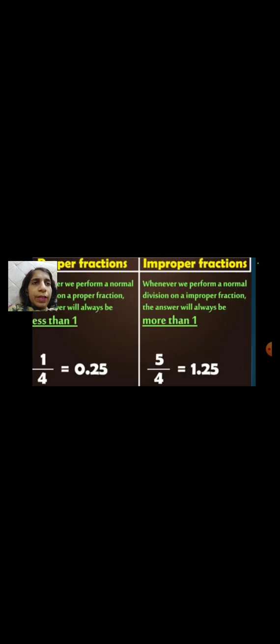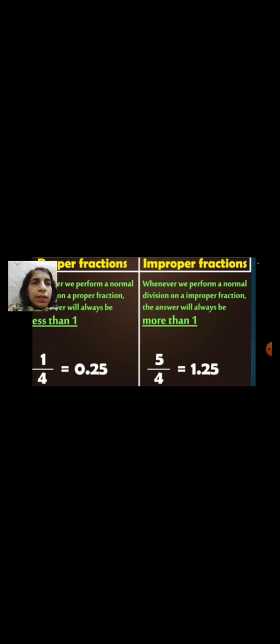So I have only 5 chocolates and I want to divide them among the 4 of you. Yes, so how can we write that? As 5 upon 4, where the numerator is greater than the denominator, and that we call an improper fraction. Okay, let's differentiate between proper and improper fractions.